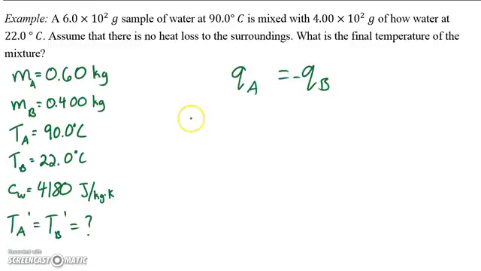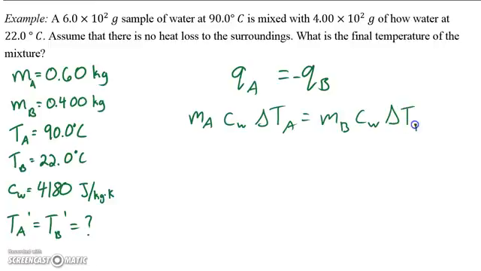So we can expand that equation, and we're using water, so that's why we have C for water, and our delta T for A, and M B, C, because they're both water, delta T for B. And again, because they're both water, we can actually cancel out the specific heat values because they're both the same. That's rarely going to be the case, so don't get in the habit of doing that.